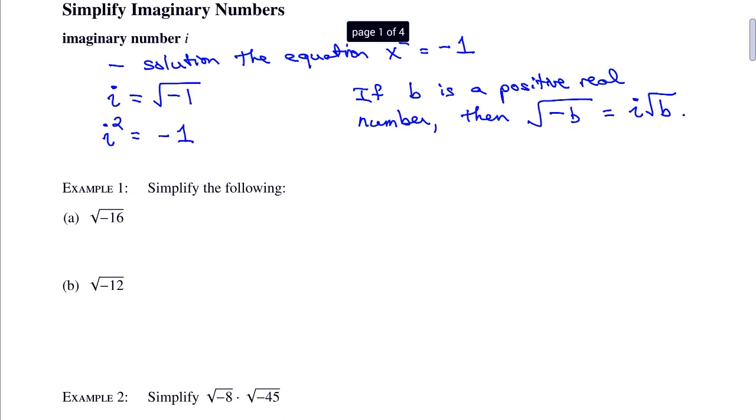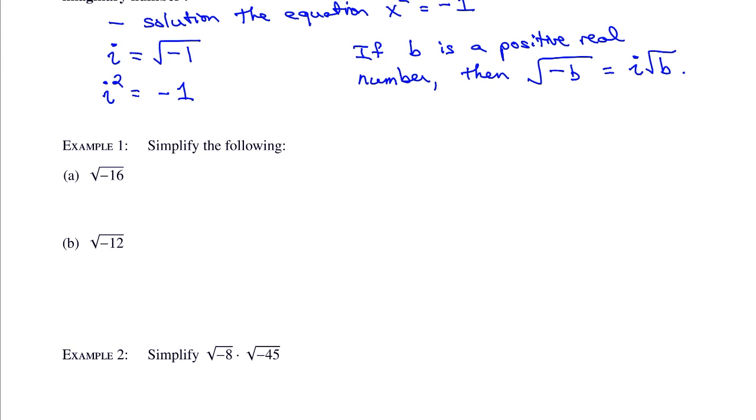Example 1. Simplify the following. Part A is the square root of negative 16. I'm going to do this the long way first, and of course you can take shortcuts once you get familiar with this. Using that rule we just talked about, it's the square root of a negative number. So the negative comes out as i, and then you take the square root of the positive number that's left over. The square root of 16 is 4, so this is 4i. Of course, from now on, you can do this in one step. The square root of the negative part makes that an i. The square root of 16 is 4, and off you go.